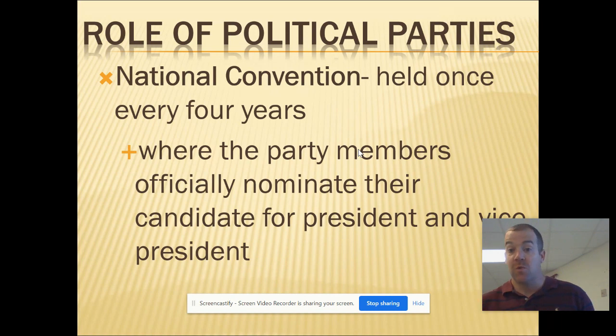So we have an election coming up this year, right? At the national convention, I'm trying to think where the Democratic one is. I know the Republican one, I believe, is in Charlotte. The Democratic one, maybe I'm not sure, but you guys can look that up. The only reason I know it's in Charlotte is because it's in North Carolina. They're held once every 4 years. This is where they officially nominate.